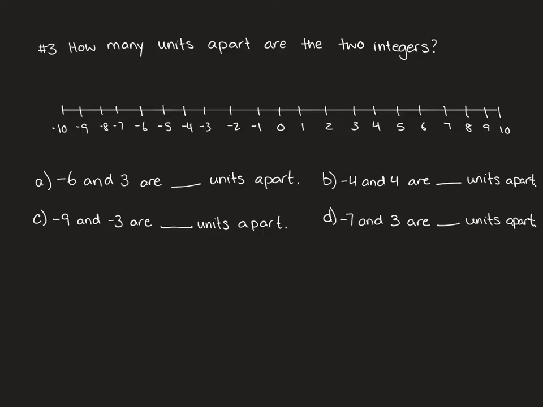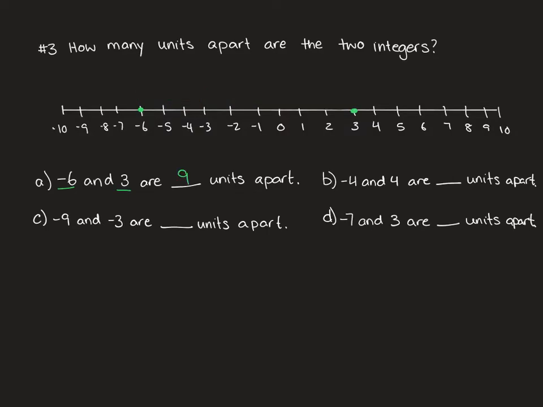Question 3 is very similar to question 1, except for now we're going from negatives and positives. So the first question we were just looking at positive integers. This time we have both. So if we look at negative 6 and 3, so here's negative 6, and 3 is going to be positive 3 because it does not have a negative sign in front of it. We've got 1, 2, 3, 4, 5, 6, 7, 8, 9 spaces.